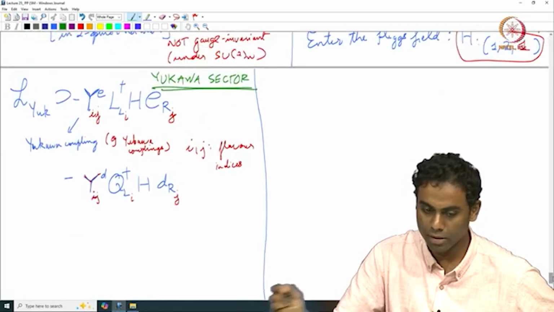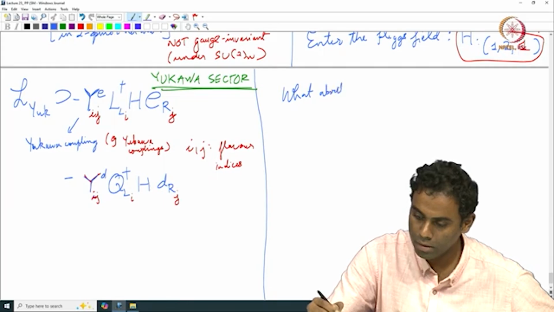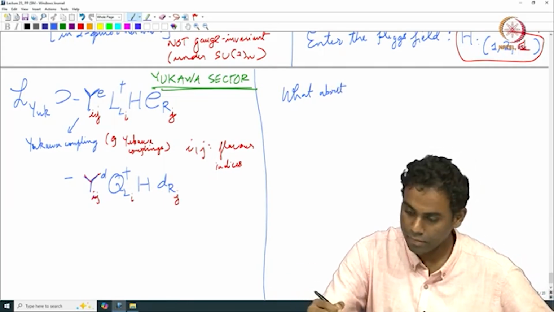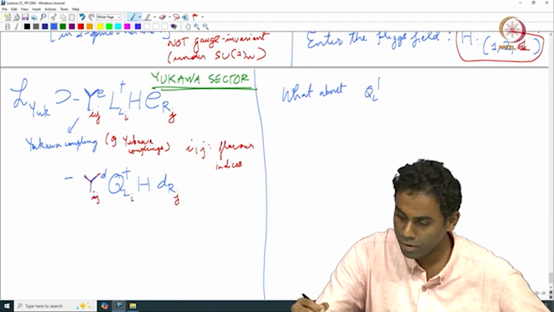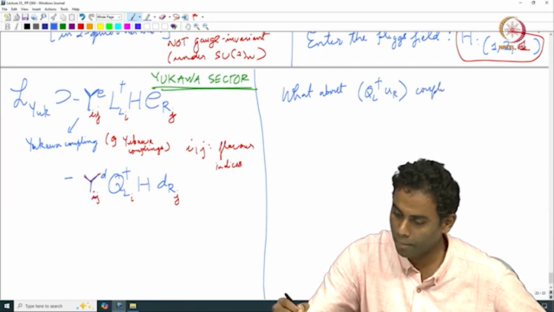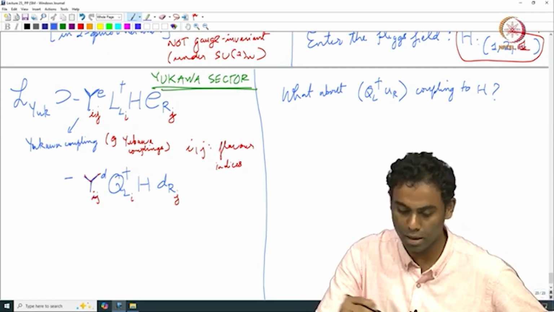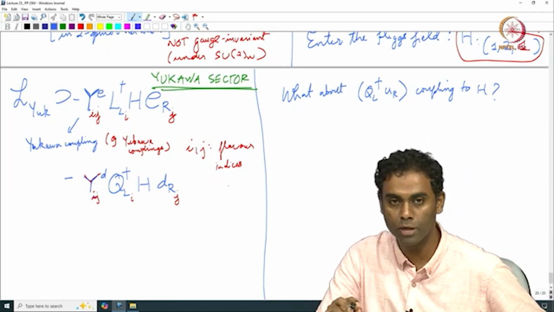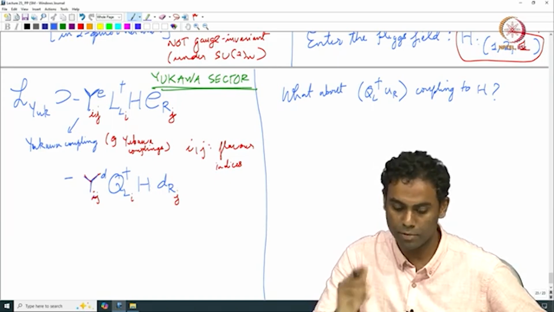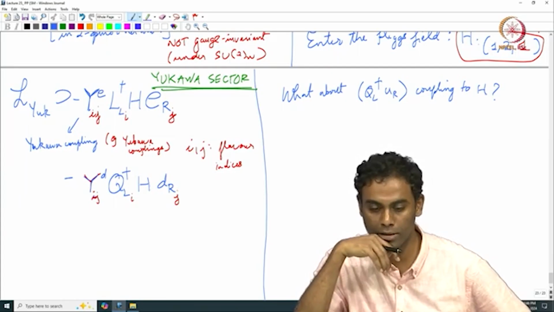Okay. Now, let me write it over here. What about the coupling of QL dagger UR to the Higgs field? Can you do this? So, we just saw QL dagger DR we did. What about this combination, right? If you have DR, you would think by the same token you also want an interaction with the UR, right?